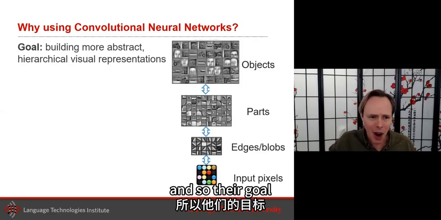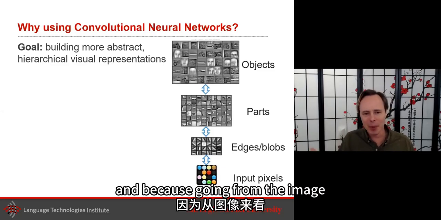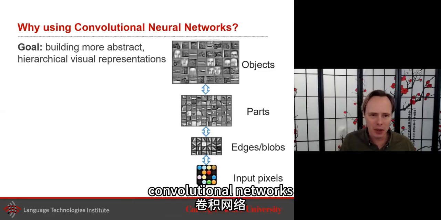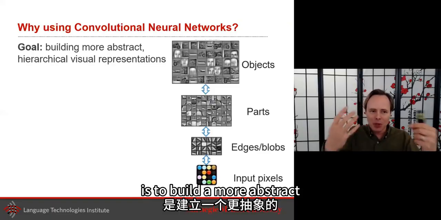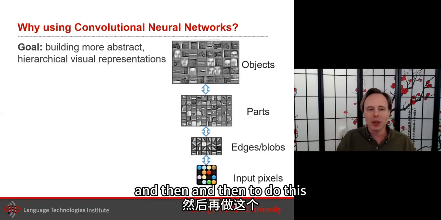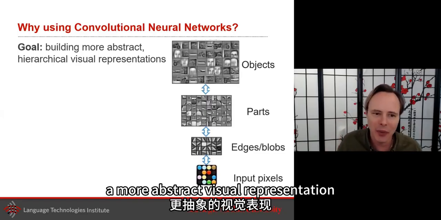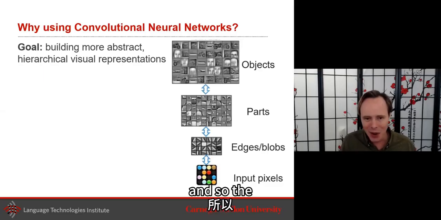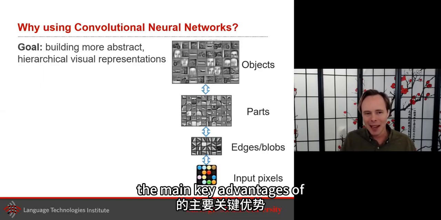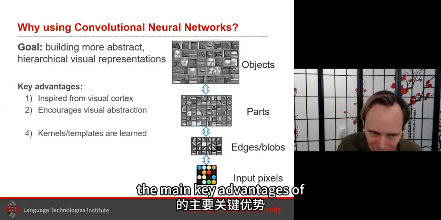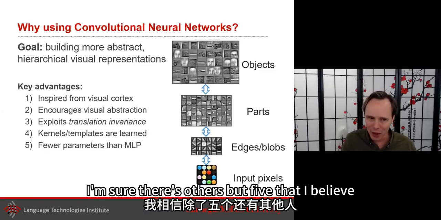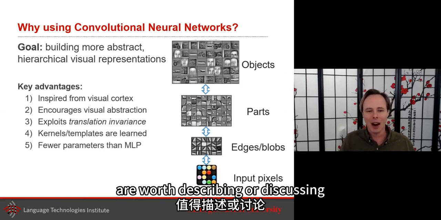And so their goal, because going from the image, one of the internal goals of these convolutional neural networks is to build a more abstract, and to do this, they do it in a hierarchical way, a more abstract visual representation of an image. And so the main key advantages of convolutional neural networks, at least 5 of them, I'm sure there's others, but 5 that I believe are worth describing or discussing.